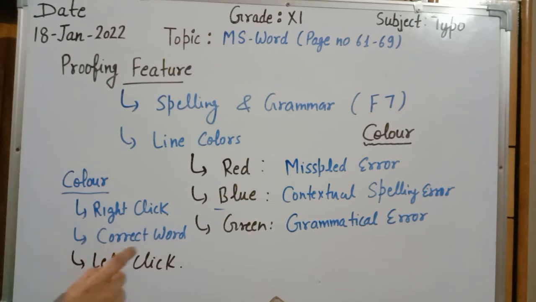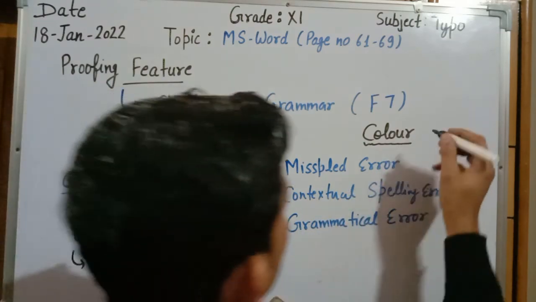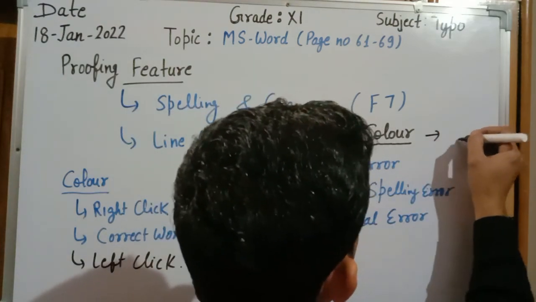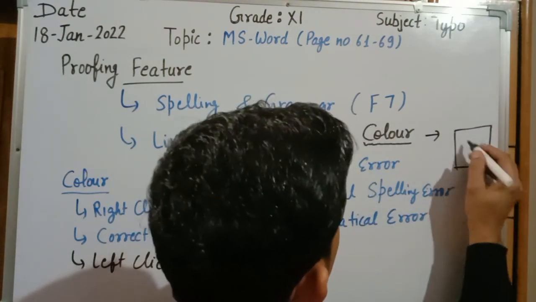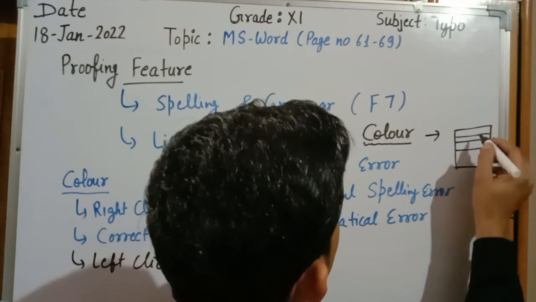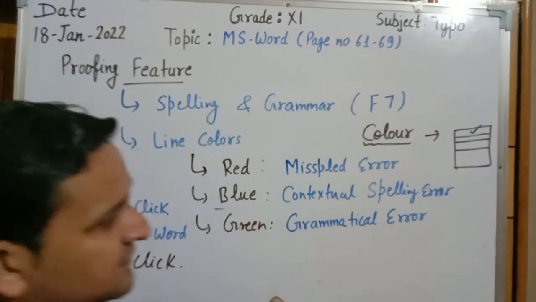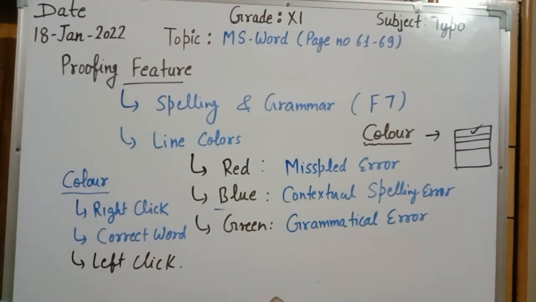Right click, select the correct word, press left click. Suppose there is a mistake. You will press right click first. It will show different suggestions. Select the specific word and press left click. This is the way to correct the error using the grammatical check.